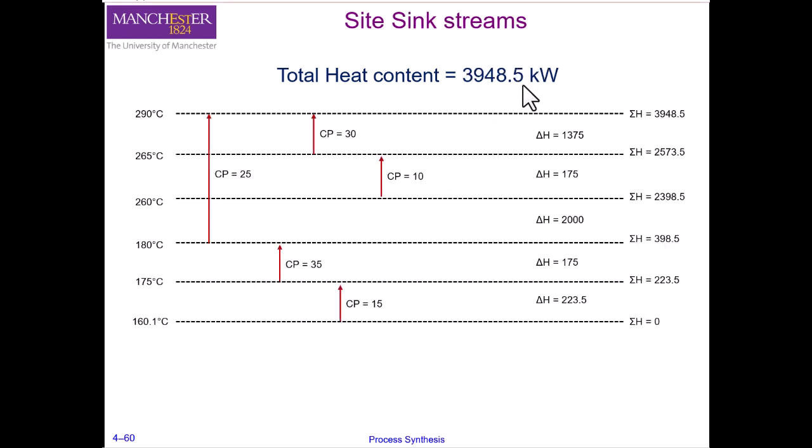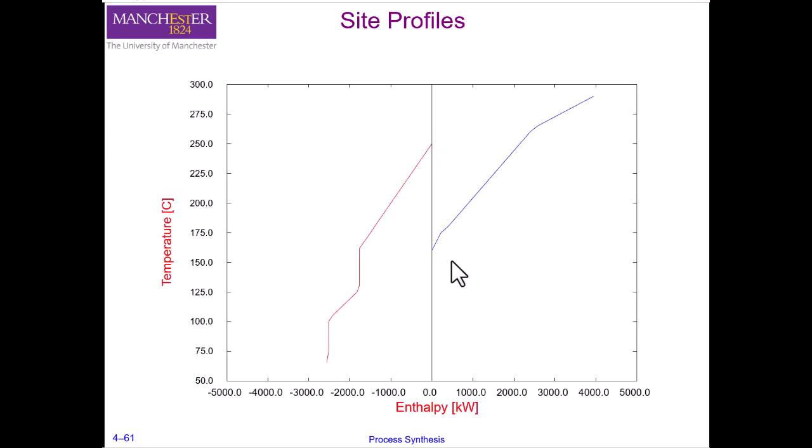We can do the same thing with our site sink streams, and these are our cold streams that we have extracted from process A and process B. And again, we will show our cold streams in their respective temperature intervals, and the overall heat content of all these sink streams is 3948.5 kilowatt.